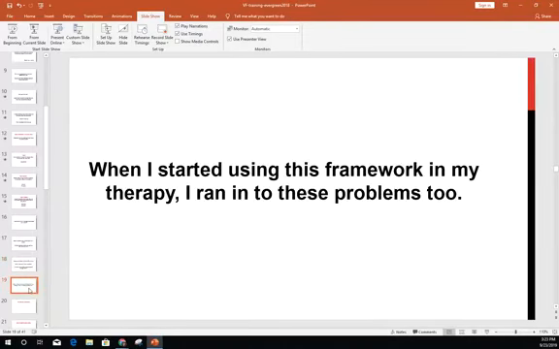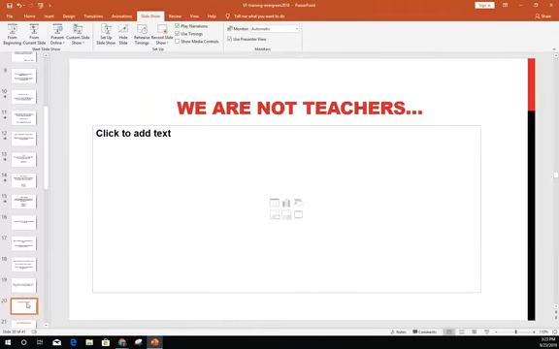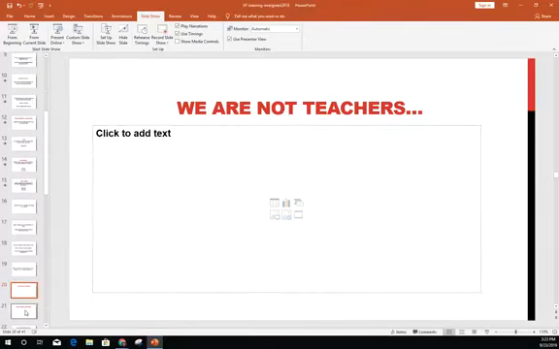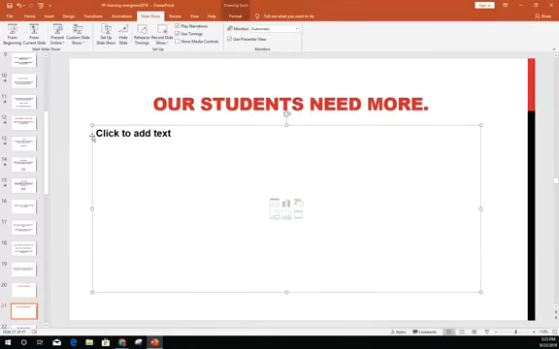So I ran into these problems too. And if you're nodding your head, again, this is the problem with just taking this framework at face value, because when we think about our students with language disorders, again, remember that we're not teachers. We can't use the same framework that the teachers use. And then also, our students need a little bit more. Our students are going to need us to have a little bit more intensity when it comes to what we actually do in order to teach those words.